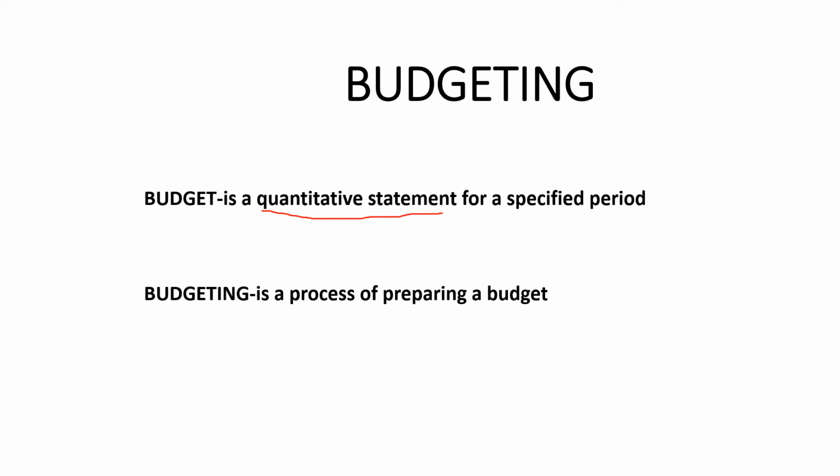Number two, a budget must be for a specified period. You cannot budget forever unless you are using continuous budgeting. So what is budgeting? Budgeting is a process of preparing a budget.